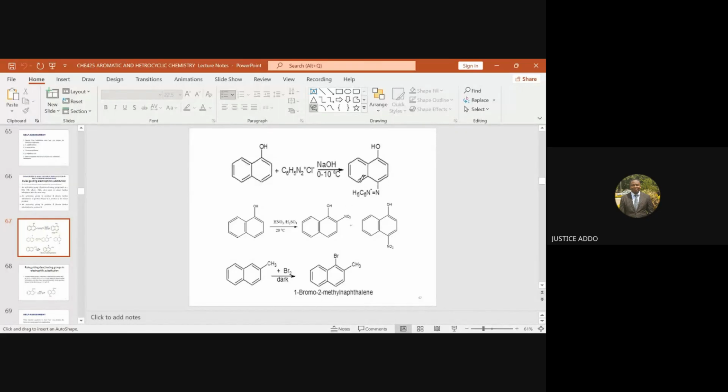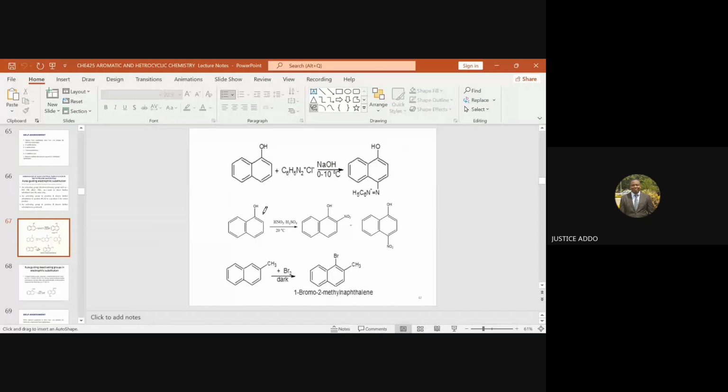But if the second group comes to the para position, position 4, you could see that the two groups are far apart, and for that matter, steric hindrance, overcrowding will not be felt, and so the molecule becomes stable. And when it is stable, then it's going to be formed in large amounts.